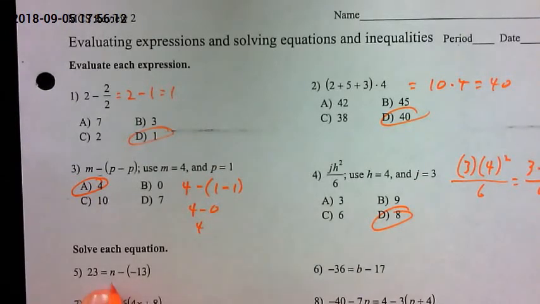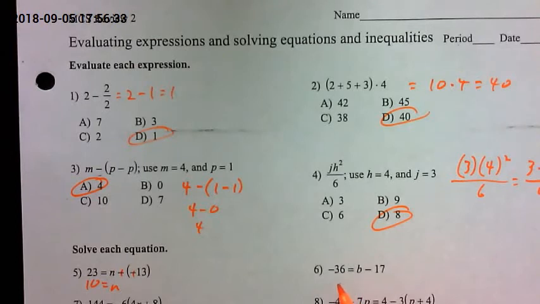This one, you're solving for n. You could look at this a couple different ways. First off, minus negative is like plus a positive. So really, since we're adding a positive 13, we can just subtract 13 from the opposite side. So if you subtract 13, you'd end up with n equals 10.